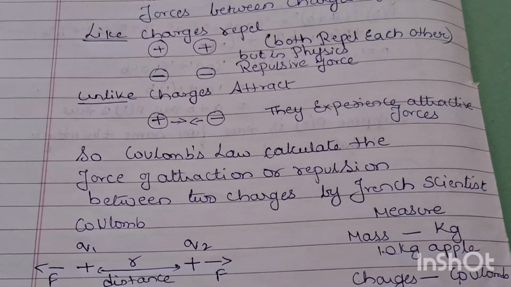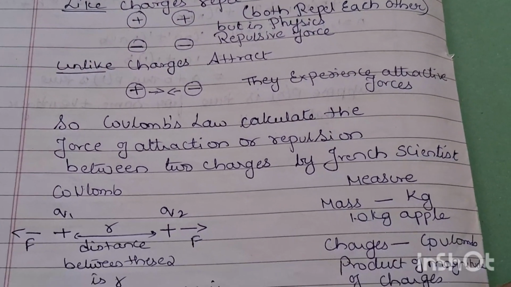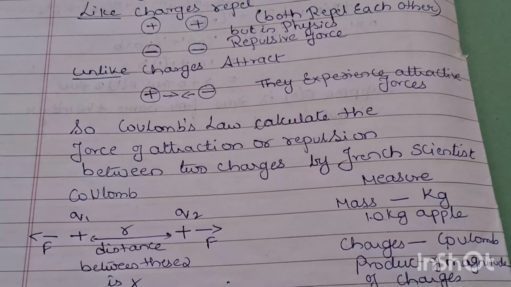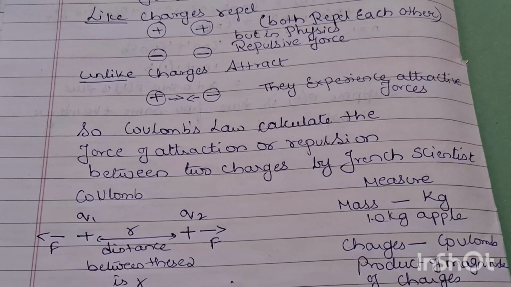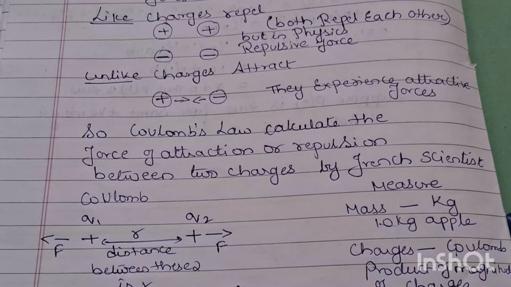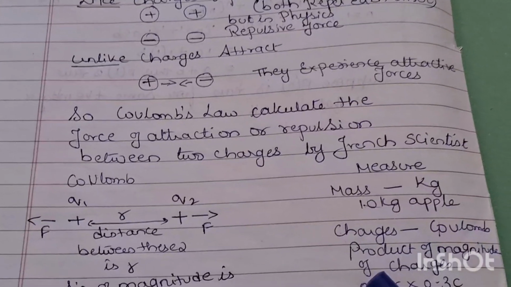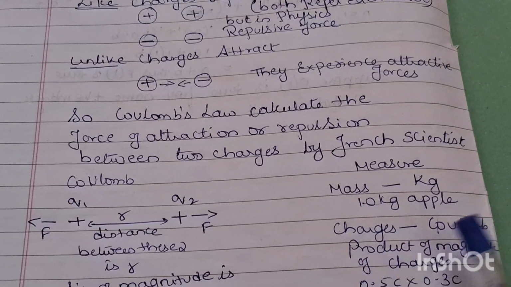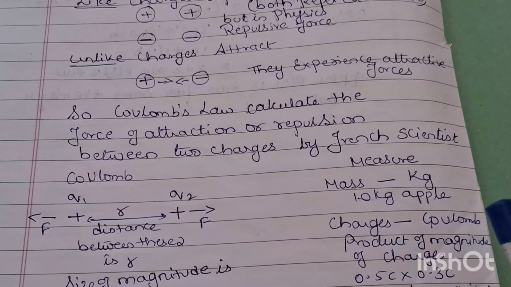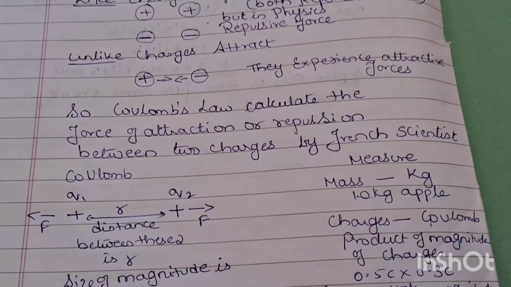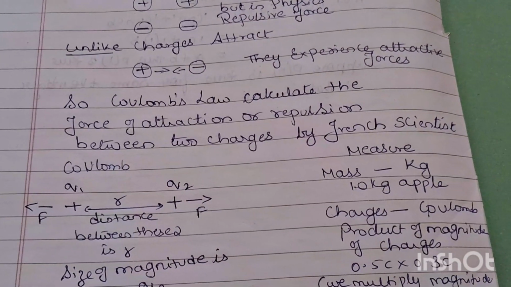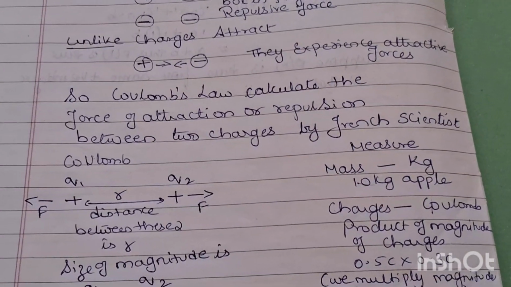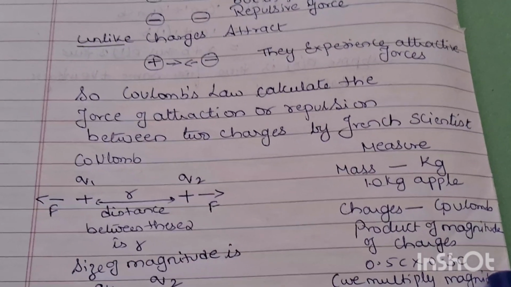Earlier, in primary classes also, you might have studied that mass is measured in kg, for example a 10 kg apple. But here the charges we measure in Coulomb. So instead of charges, another name we use is Coulomb. Coulomb is the product of the magnitudes of the charges between two charges, from one end to the other end, for example 0.5 C into 0.3 C. We multiply the magnitudes of the two charges.